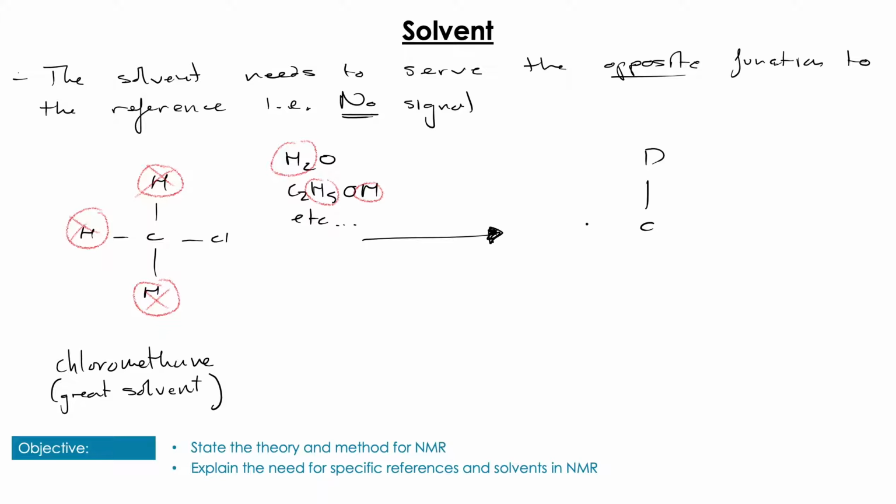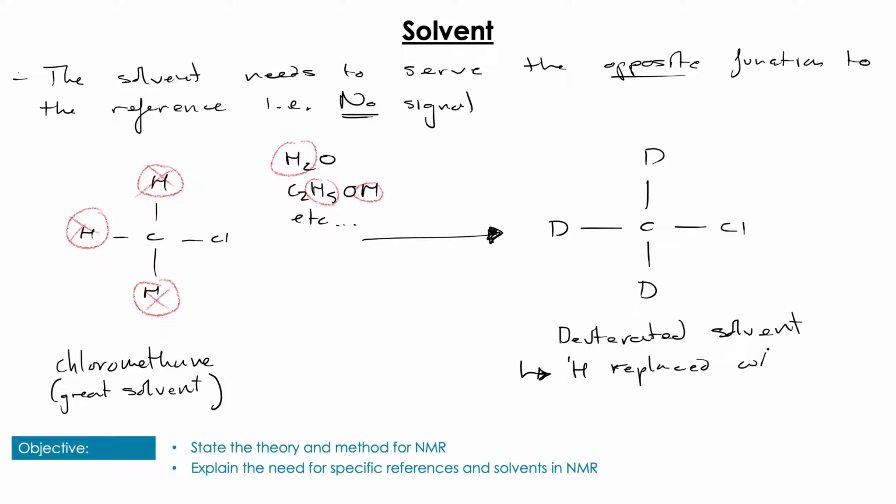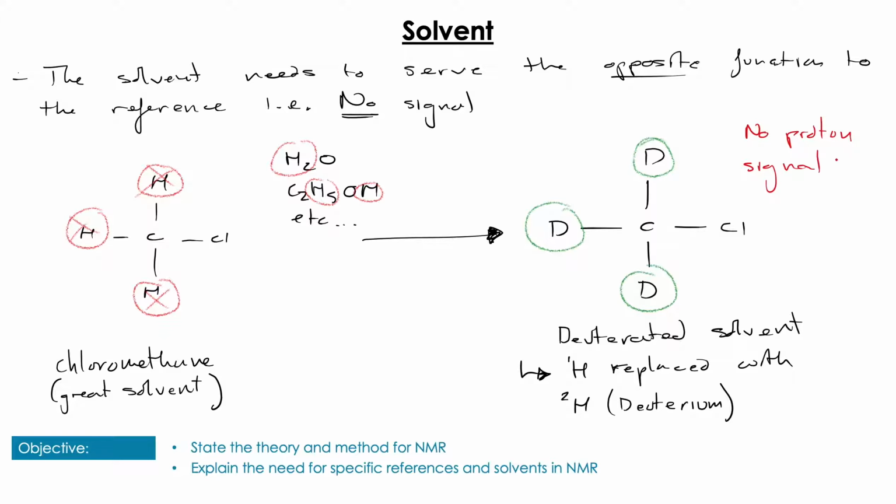So what we do is we have to use special deuterated solvents. So here, when we talk about deuterium, we're talking about 2H. That is an isotope of hydrogen with 1 neutron and 1 proton. All of the hydrogens are replaced with deuterium, and that makes it NMR inactive, meaning it doesn't give a signal in our proton NMR because its mass number is even.